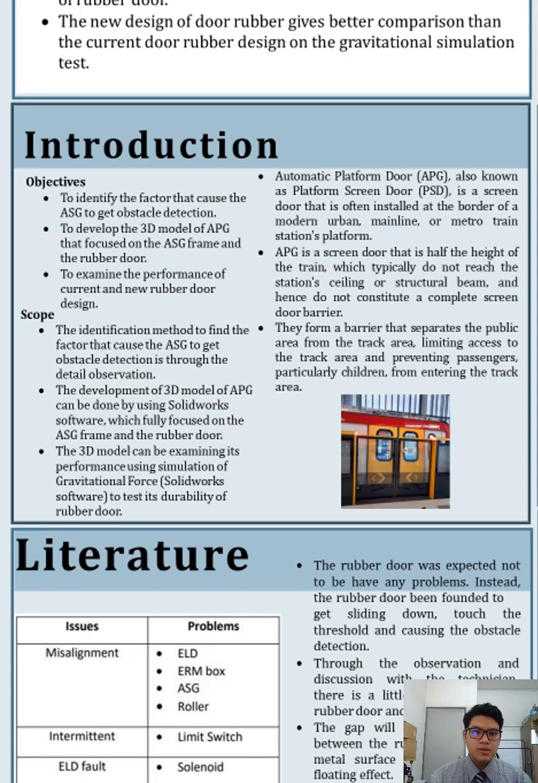The project background in this project is about automatic platform door. It is a screen door that is often installed at the border of a modern urban, mainline or metro train station's platform. APG is a screen door that is half the height of the train, which typically does not reach the station ceiling or structural beam. Because of that, it does not constitute a complete screen door barrier. So they form a barrier that separates the public area from the track area, limiting access to the track area and preventing passengers, especially children, from entering the track area.